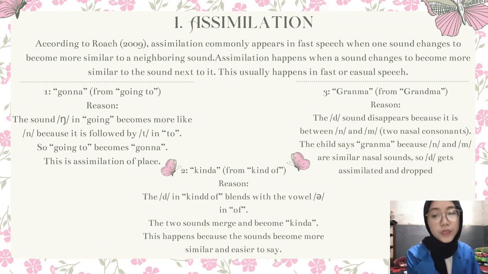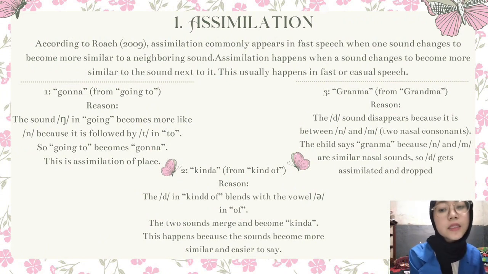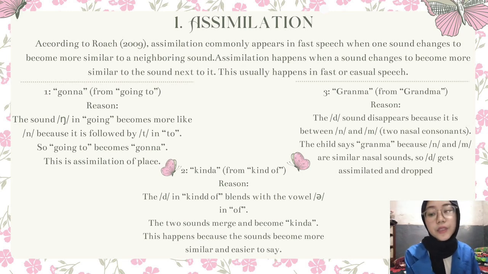Number 1 is gonna, from going to. The reason is the sound in going becomes more like an because it is followed by the into. So going to becomes gonna. This is assimilation of place. And number 2, kinda, from kind of. The reason is the d in kind of blends with the vowel in of. The 2 sounds merge and become kinda. This happens because the sounds become more similar and easier to say.